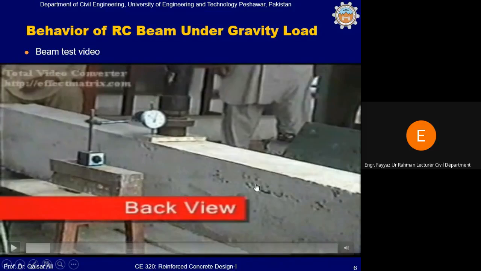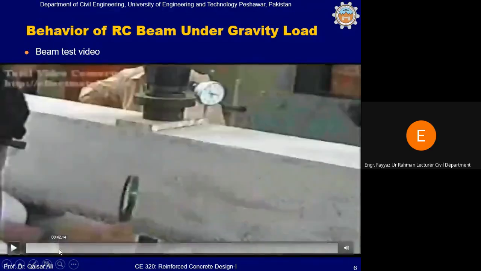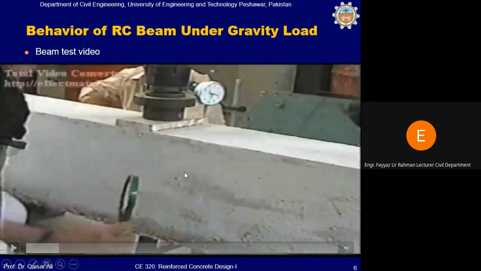Actually, we can draw 3 or 4 important conclusions from this video. First of all, you can see that at a small loading, or even if there was no load applied on the beam, the beam was intact, there were no cracks in the beam.